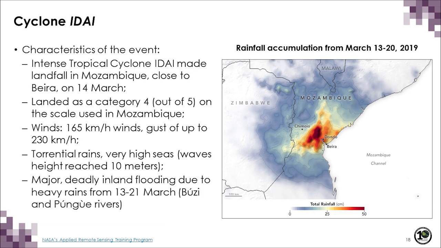In addition to the hurricane winds, there were torrential rains and very high seas, with height reaching 10 meters or 33 feet. There was catastrophic deadly inland flooding due to the heavy rains that lasted from 13 to 21st of March, particularly in the Busi and Pungwe rivers. And the rainfall accumulation is displayed in the map to the right of this slide.